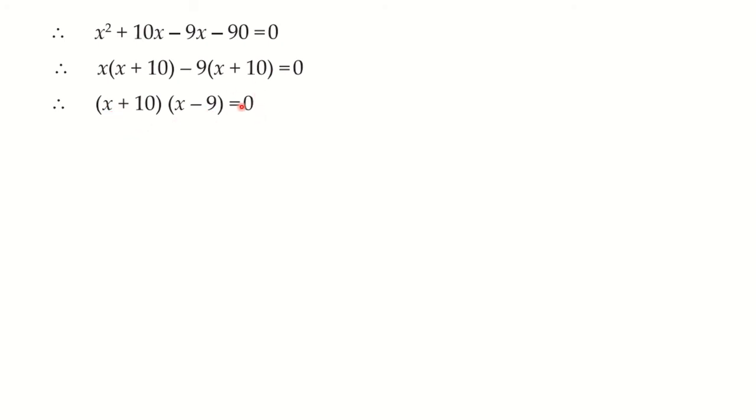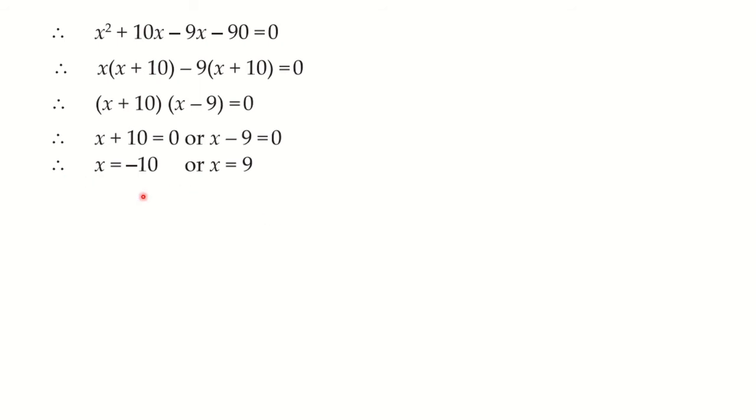Then we have to go for either or. That means either x plus 10 is equal to 0 or x minus 9 is equal to 0. And from that we will get two values. X is equal to minus 10 and x is equal to plus 9. Okay. Now two values are given.